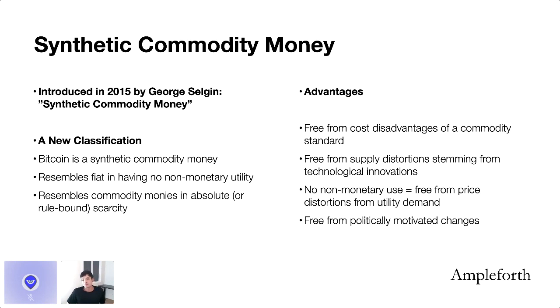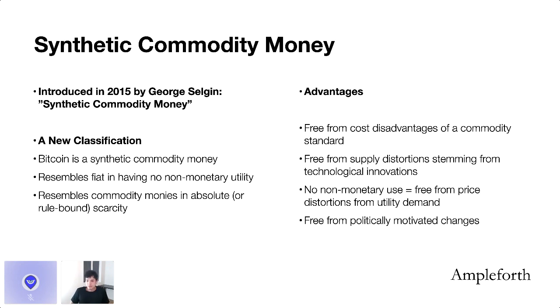The other advantage is that it's free from random supply distortions stemming from technological innovations. So imagine you have a gold mine, but then all of a sudden there's a new generation of technology that allows you to unearth gold at a much more rapid rate, or use imaging technology to increase the likelihood of being able to find gold. Or in the case of oil and other commodities, you see fracking and other technologies that can suddenly increase supply. These supply distortions are not really desirable qualities of pure monies, right? So it might be an innovation in that we can get what we want out of the earth more quickly or cheaply, but it's not great from a monetary policy perspective because it just adds random supply shocks.